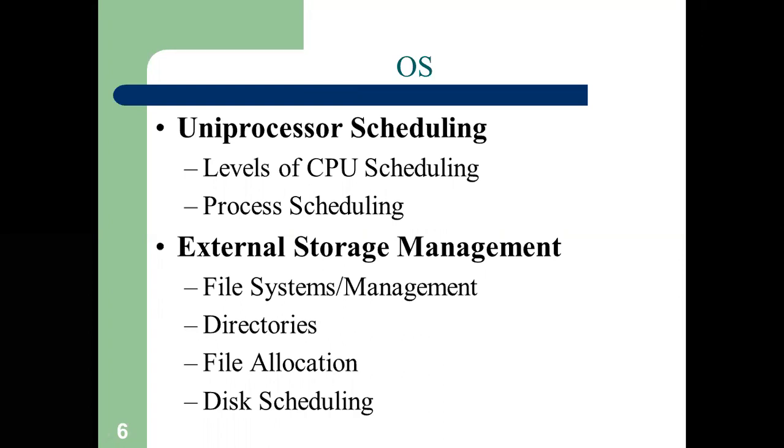Another thing under the category of uniprocessor scheduling is process scheduling. There are again different types of scheduling methods. I will tell you again later on.